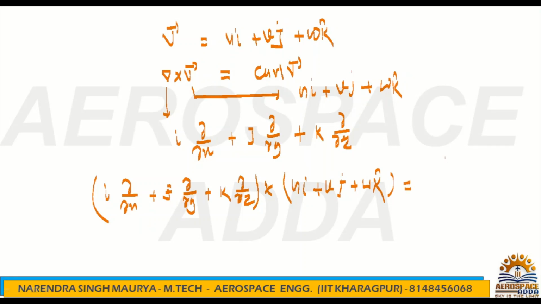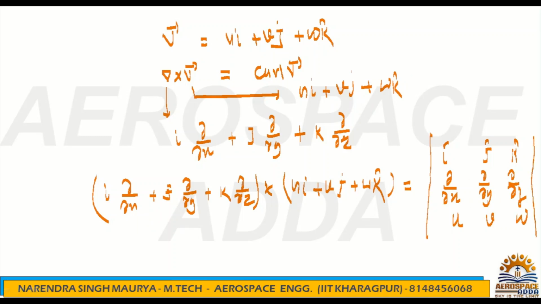So this value is the same: i, j, k, del by del x, del by del y, del by del z, u, v, w. This is the value of curl V vector. So always remember this curl V vector. If I ask you to solve, this delta is the operator. This delta can be anything.